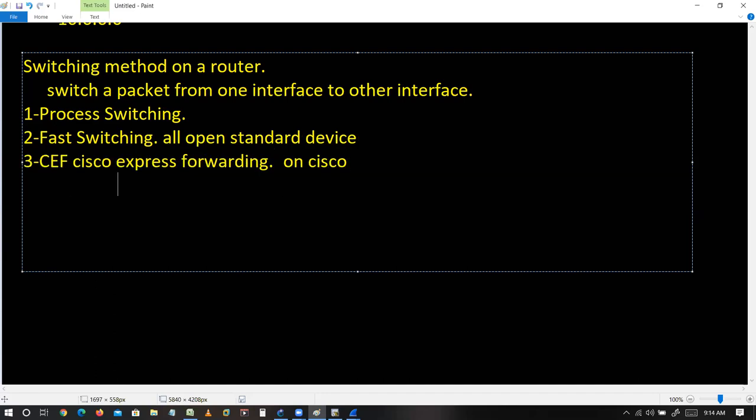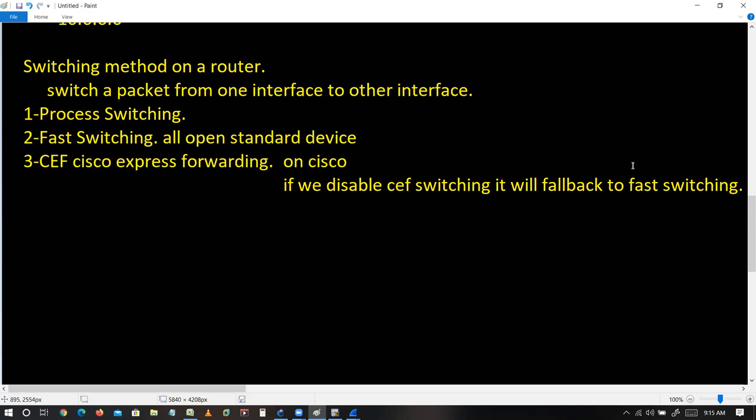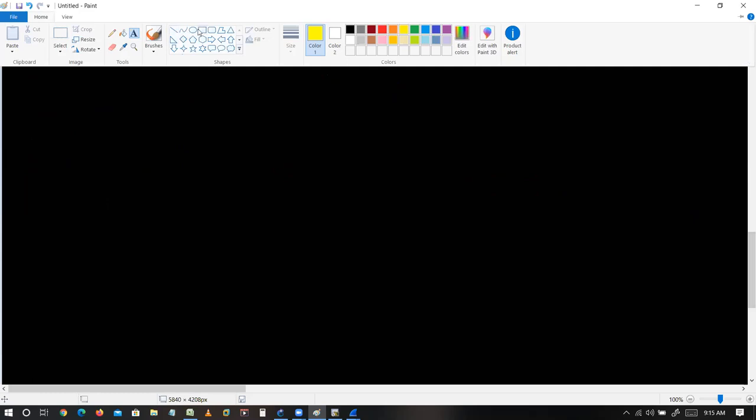But if we disable CEF switching, it will fall back to fast switching. So if I disable, let's suppose, CEF on a Cisco switch, it will fall back to fast switching. But we can never disable fast switching. It will always be fast switching. So let's discuss one by one what will happen in process switching, then fast switching, and then Cisco Express Forwarding.